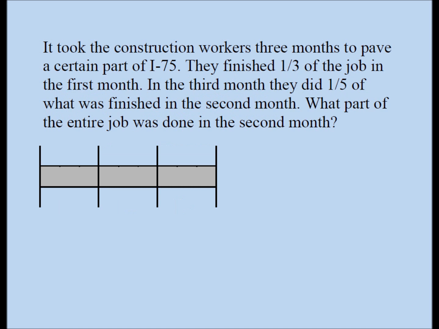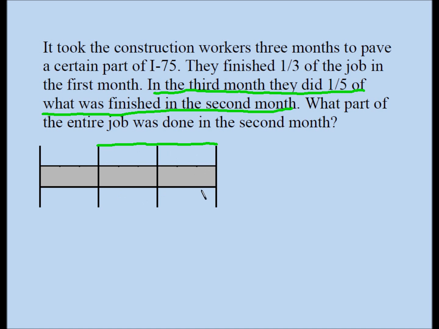Okay, so we're saying that this part represents this much, and we cannot say this was done in the second month, this was done in the third month. But let's read this question again. In the third month, they did 1/5 of what was done in the second month. So whatever they did in the second month, 1/5 of that was done in the third month.